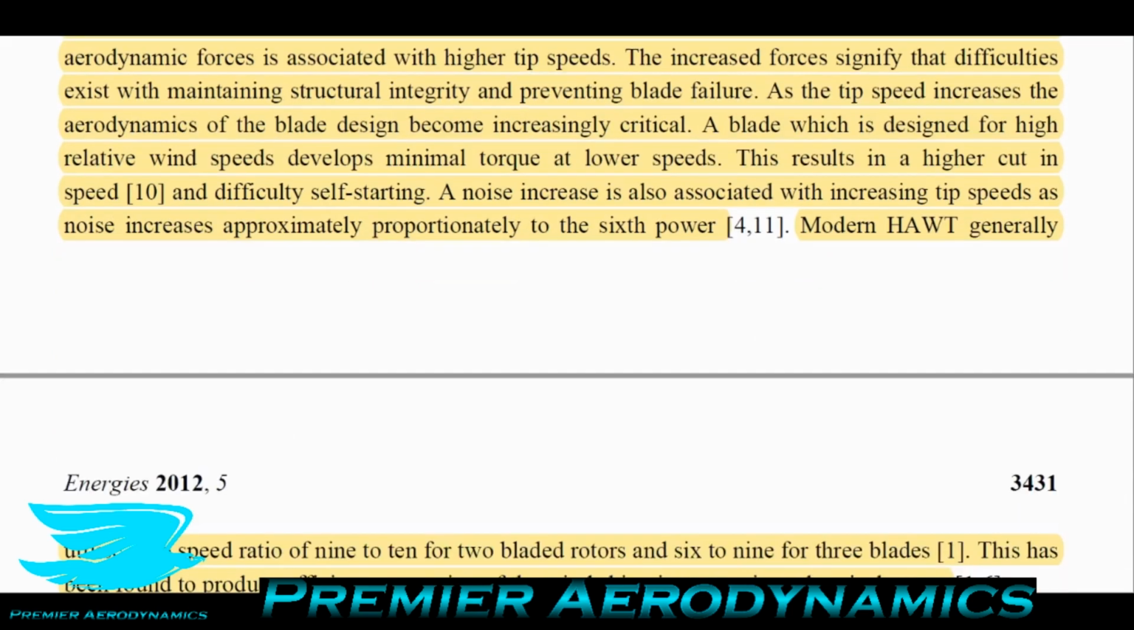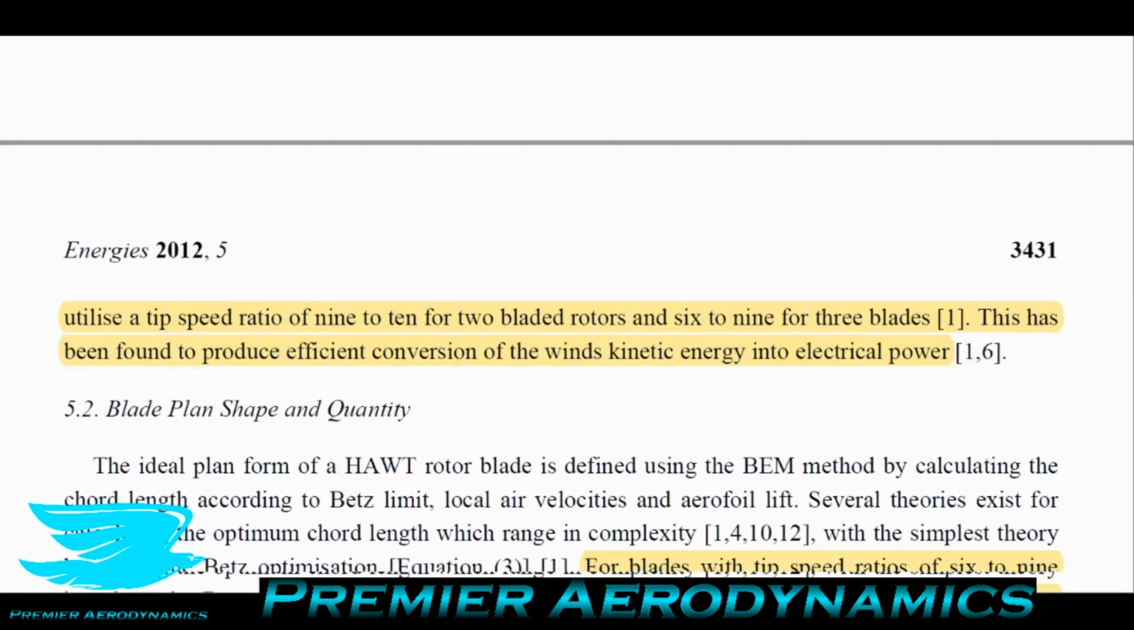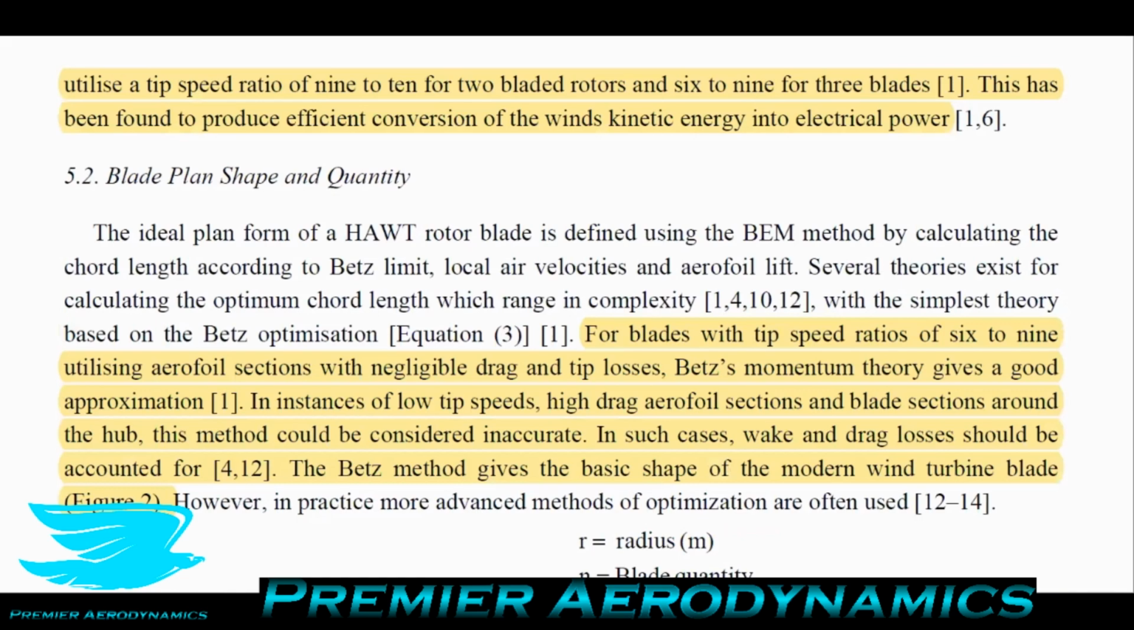They say that modern HAWTs generally utilize a tip speed ratio of 9 to 10 for 2-blade rotors and 6 to 9 for 3-blade rotors. This has been found to produce efficient conversions of the wind's kinetic energy into electric power. So let's talk about the blade shape and quantity.